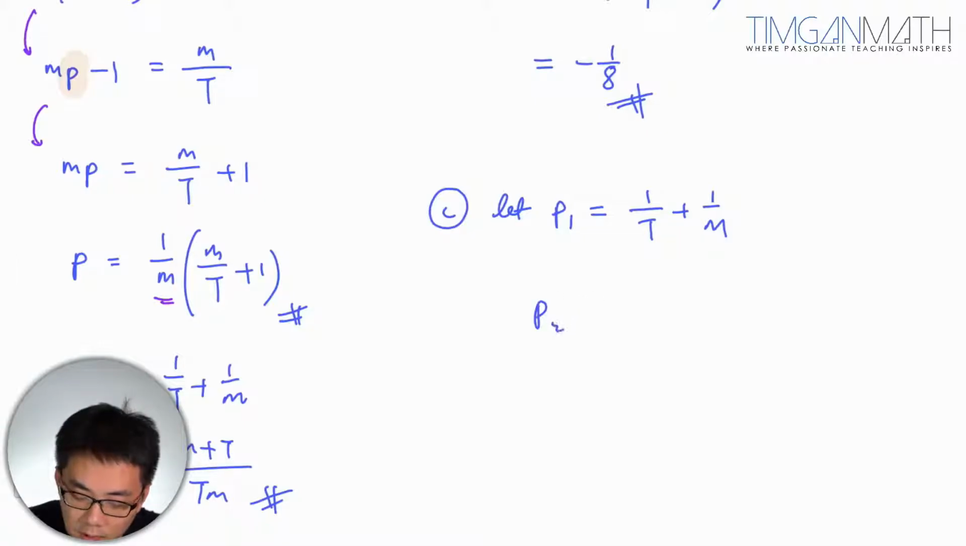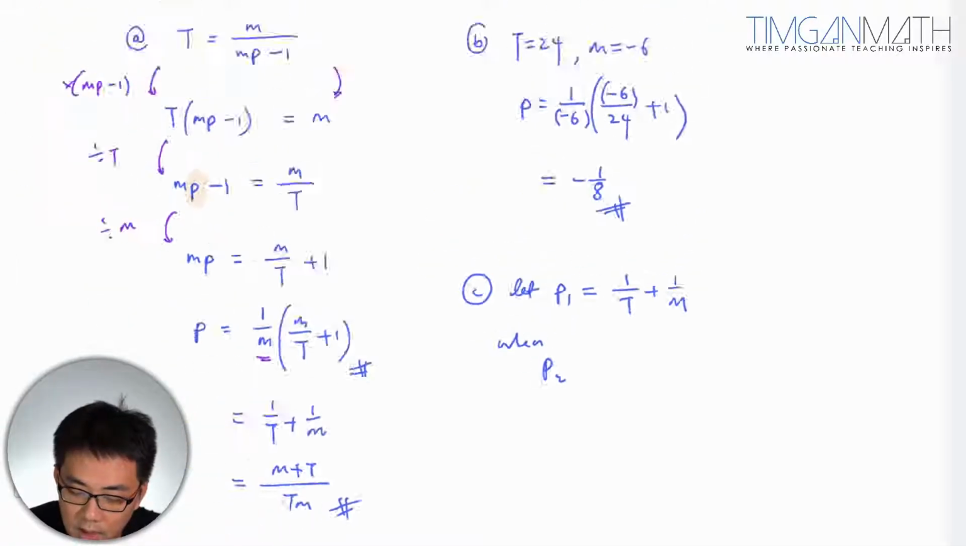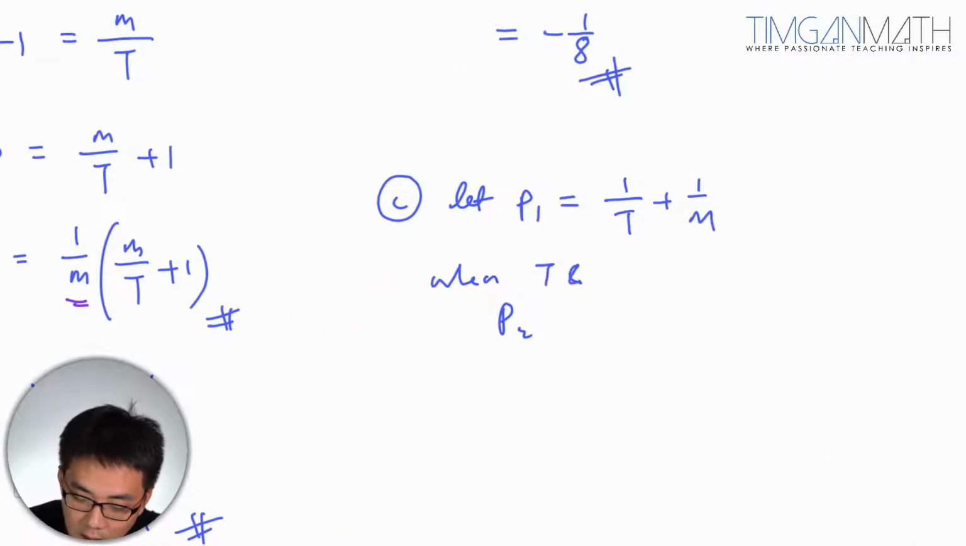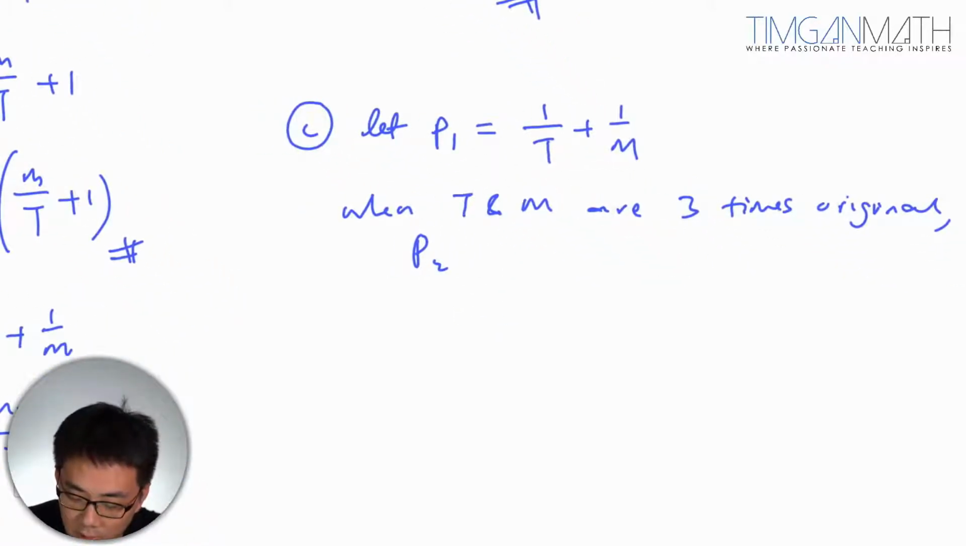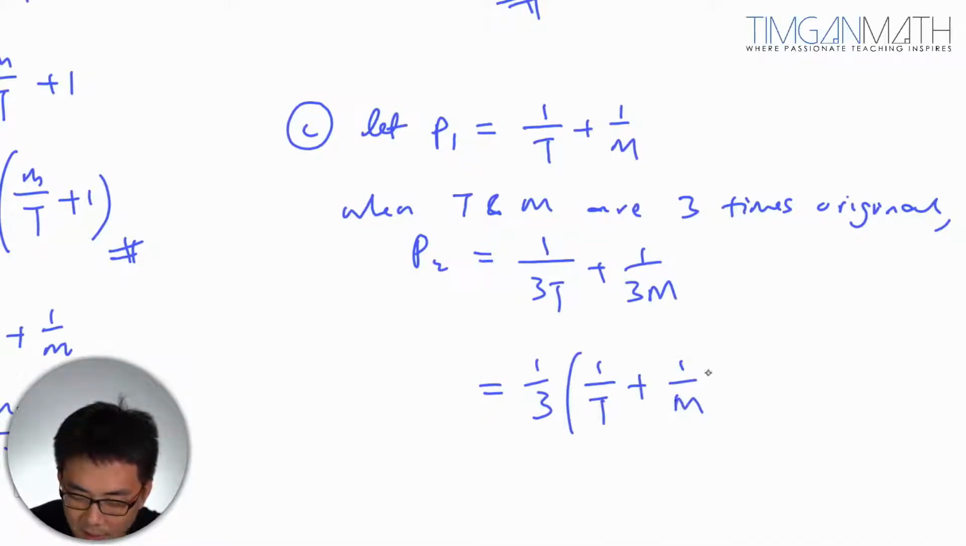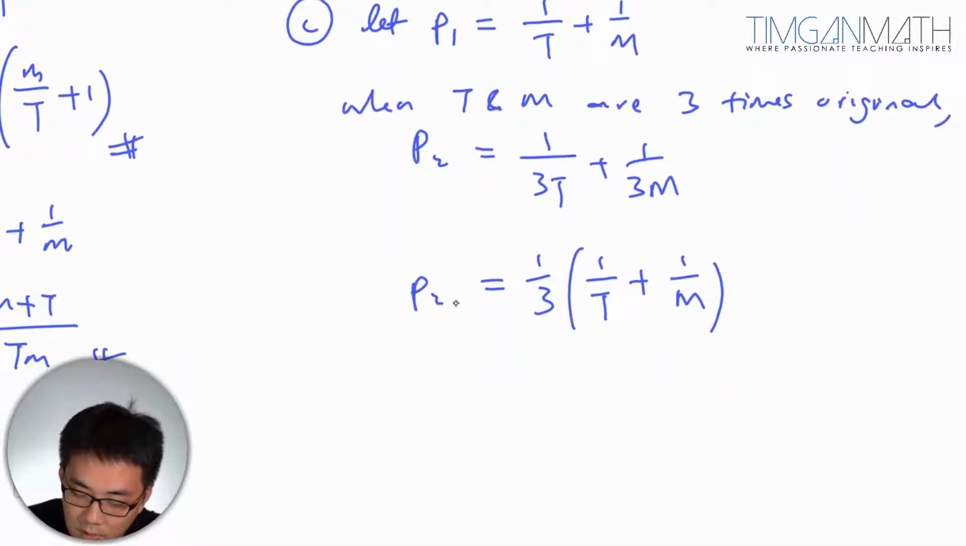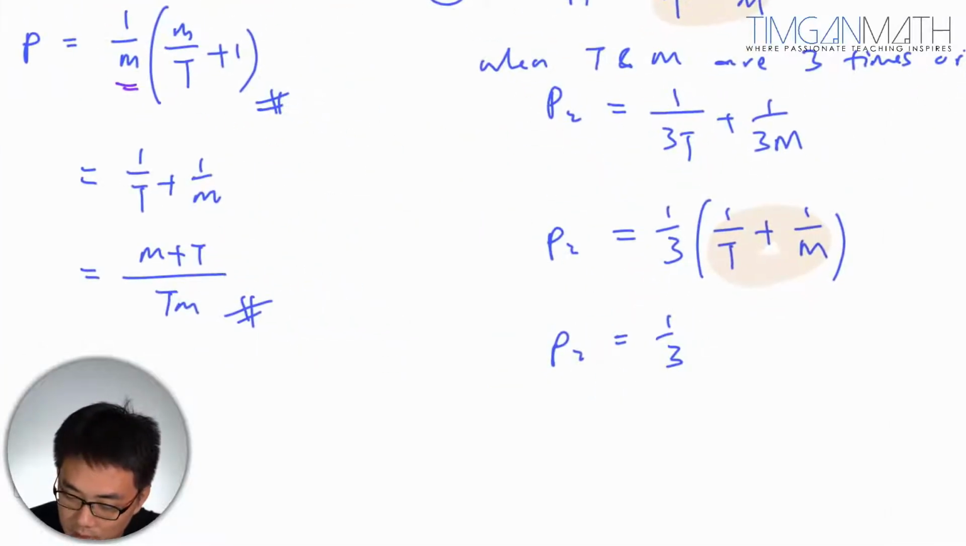So p2 is the new one when t and m are 3 times the original value. p2 will become 1 over 3t plus 1 over 3m. In this case, the 1/3 I could bring out, and this will be 1 over t plus 1 over m. Just factorize it out. So p2 will become 1/3, and this is actually my p1. You can see that this is my p1 from the first part.